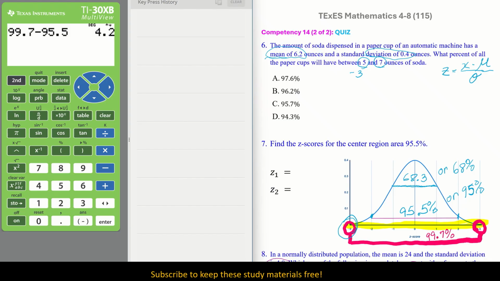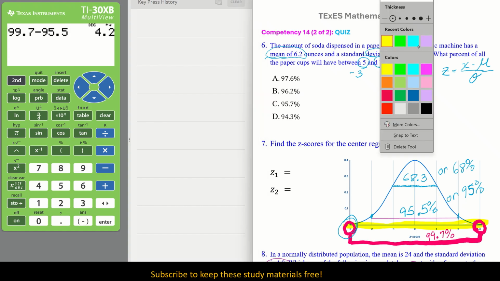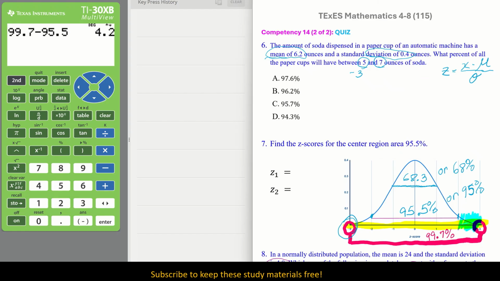But remember, that's two-tailed. So I'm going to change colors here. Let's go with something bright. I need to get rid of all of this little tail here because I just want from -3, and I didn't write that down, to 2. Remember, 7 was 2. So I need to go from -3 to 2 right here. I've already stated that. So I need to get rid of that little tail. So I will need to do some subtracting away from 99.7.